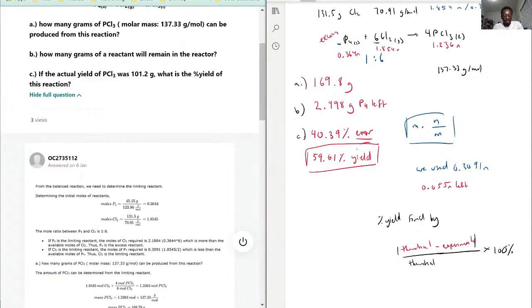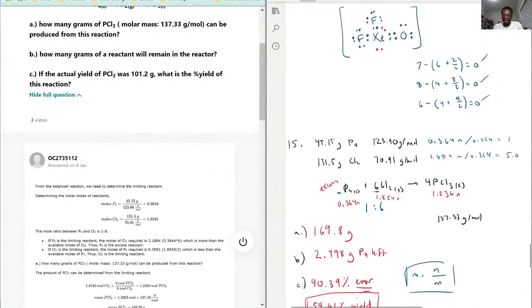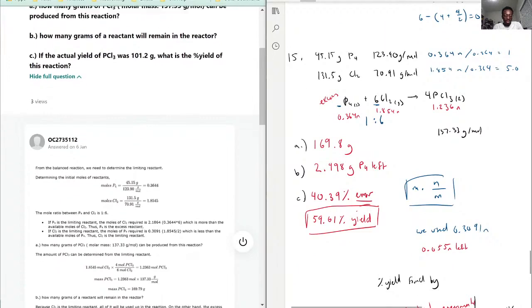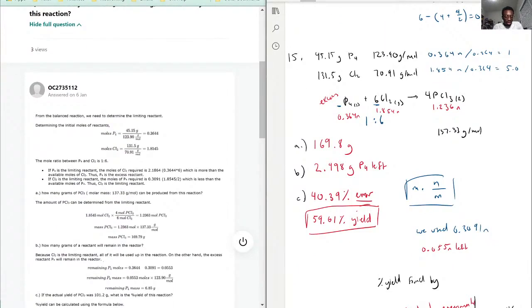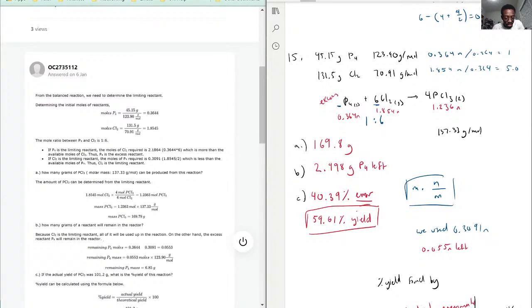Based on this, yep, 0.3644. That is how much we got at 1.8545. That is also what we got for the Cl2. And then they should see that our limiting was indeed, just to make sure that we do this right. Yep, 169.79, which is what we got. How many grams of the reactants is left in the thing? The excess will not have remained, so they subtracted it. Yep, and they got 0.055.